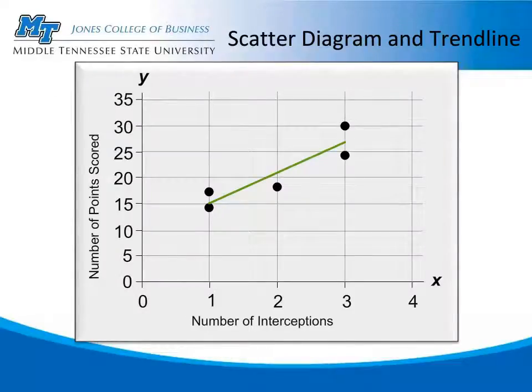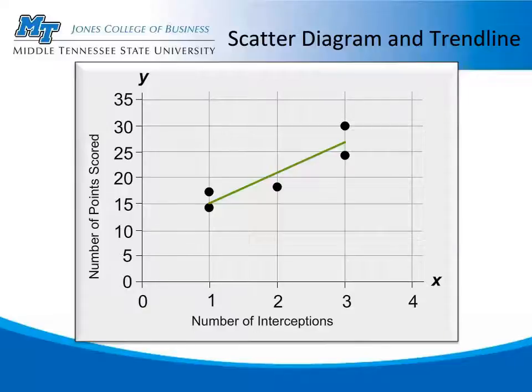So the 2 games where there was 1 interception, one of them had 14 points, and that's the vertical axis. The other one looks like it's about 17 points. The game that only had 2 interceptions looks a little bit taller. It's 18 points, I'd say.